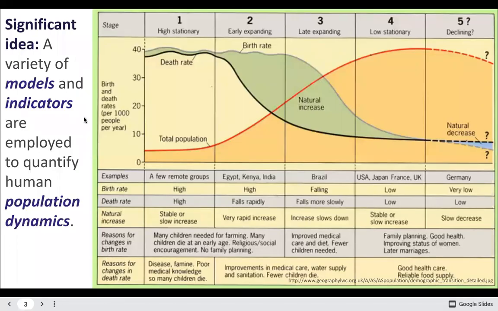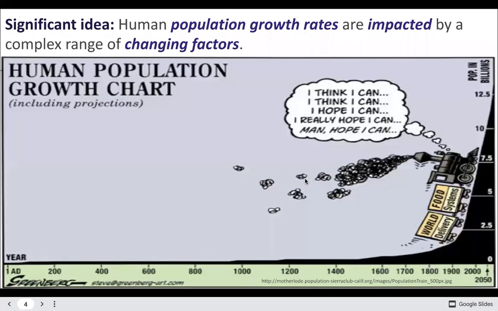Another significant idea. Well, wait, here's another model. Actually, this is the demographic transition model. So, how population demographics, birth rates, death rates, overall population growth change as countries develop and increase their economic security.